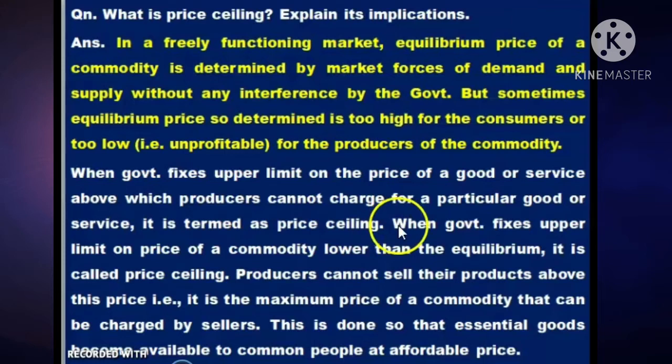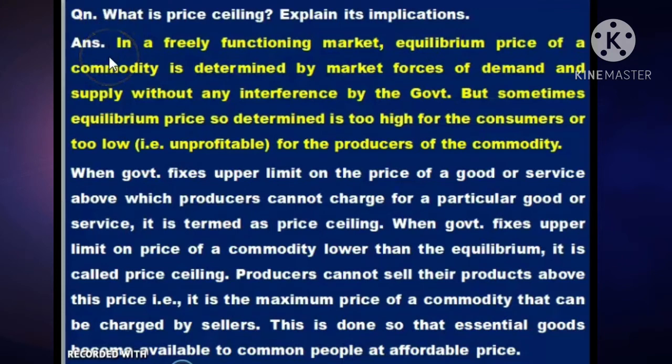So the government is on the side of the consumer. When the government fixes an upper limit on the price of a commodity lower than the equilibrium, it is called a price ceiling. So producers cannot sell their products above that price. That is, it is the maximum price of a commodity that can be charged by a seller. This is done so that essential goods become available to common people at an affordable price.